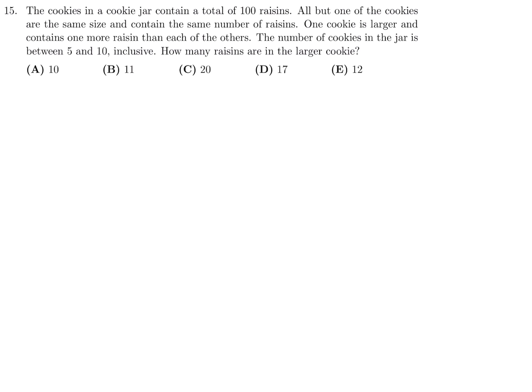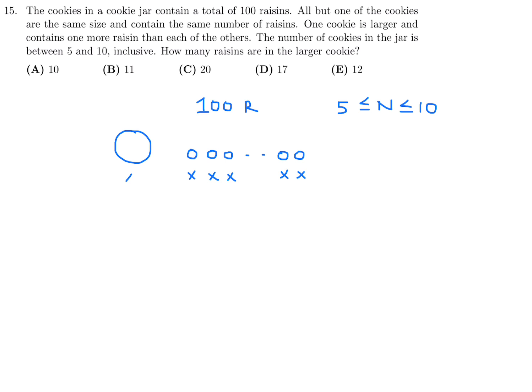All right. We have a total of 100 raisins, and the number of cookies is anywhere between 5 and 10. That's how many there are. And then they've got this large cookie, and then they've got some smaller cookies. And the large cookie has one more raisin than each of the others. So if each of these small cookies, let's say, has x raisins in it, the large cookie will have one more, so x plus 1 raisins.